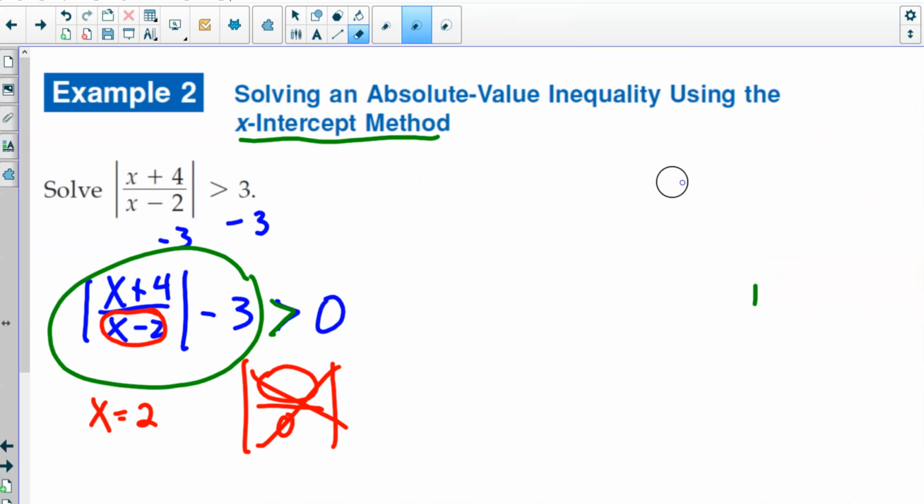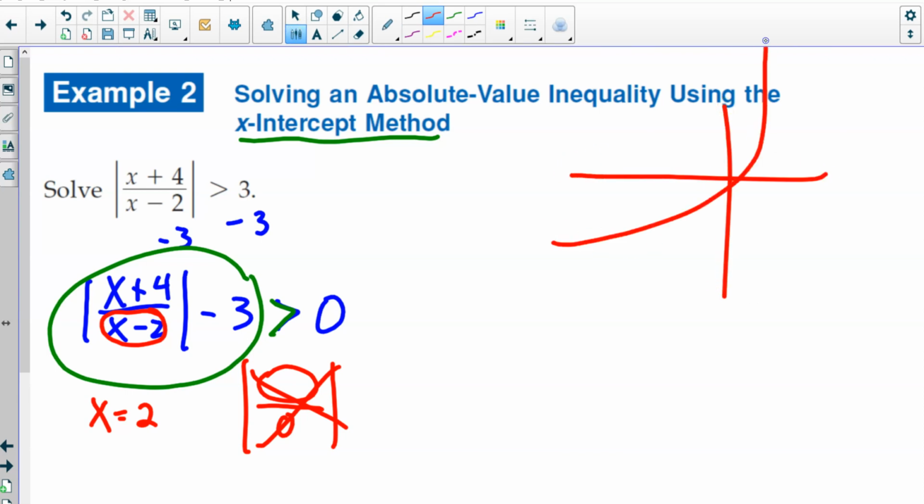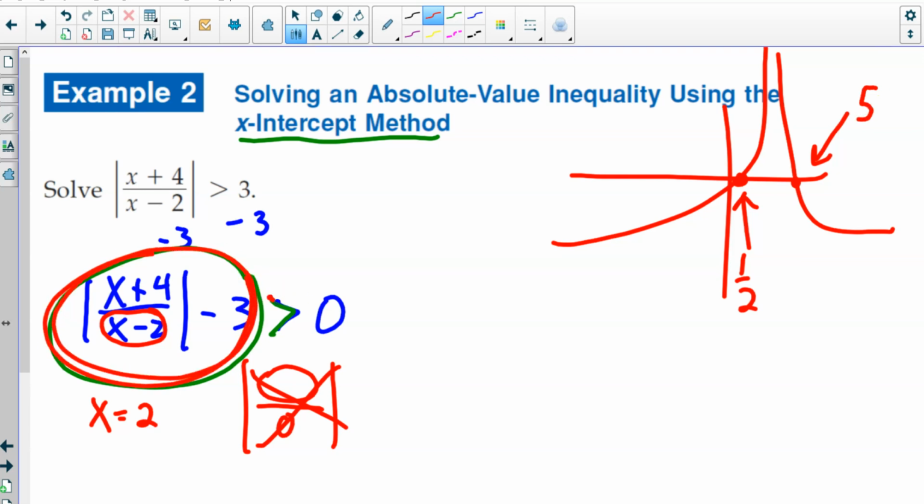So let's just make a little sketch so we can figure out what's going on here. There's a graph. It comes up like this and down like this, and it crosses at 1/2 and at 5. We're trying to figure out where this graph is above 0, or greater than 0. So it's above 0 when x is greater than 1/2.